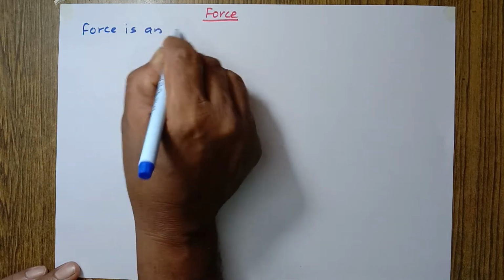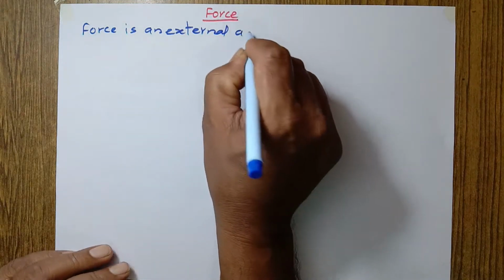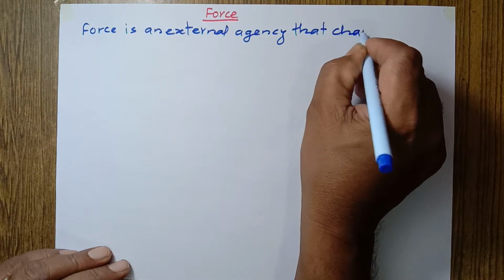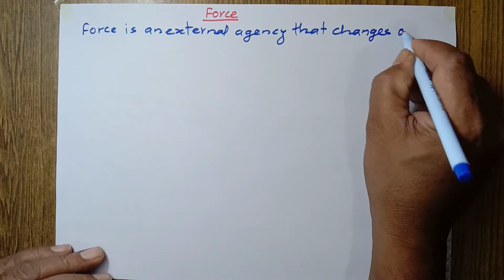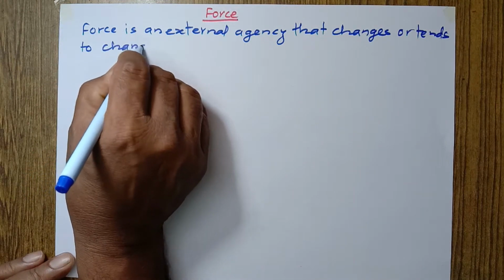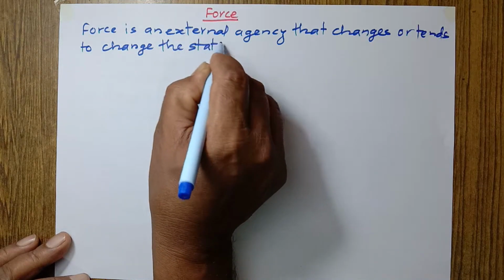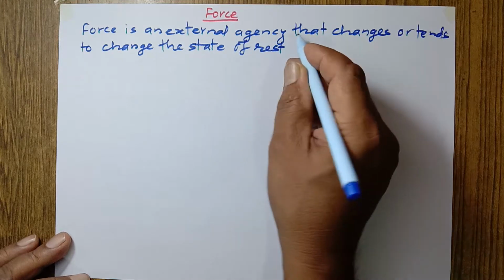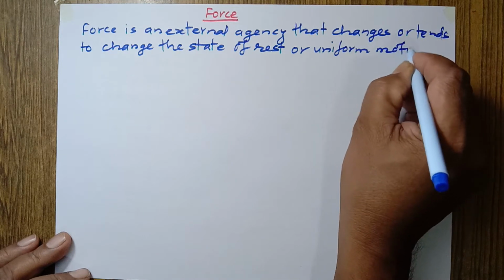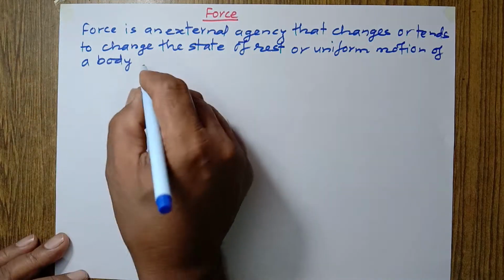Force is an external agency that changes or tends to change the state of rest or uniform motion of a body, uniform motion of a body in a straight line.